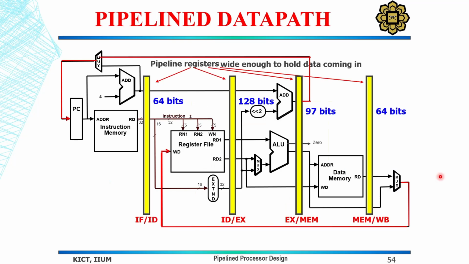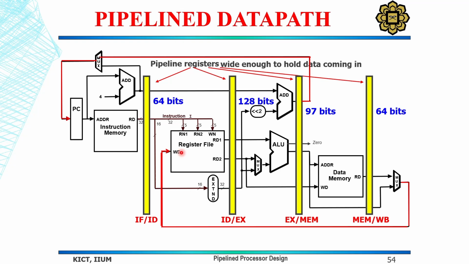So in this slide you can see that we introduced the pipeline registers, which we already discussed a bit earlier in the last class. So the additional hardware that makes pipelining possible is these pipeline registers. Pipeline registers are actually buffers placed between the stages. So they hold the data that flows from one stage to the next.